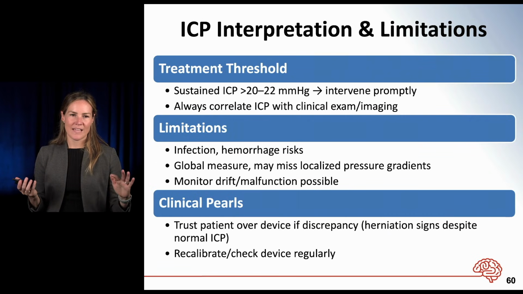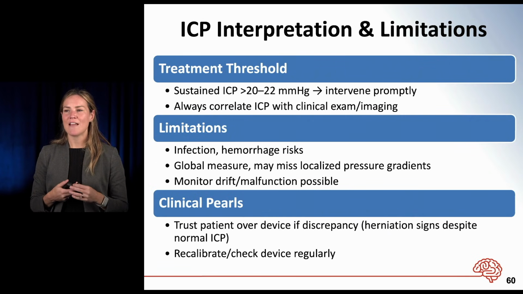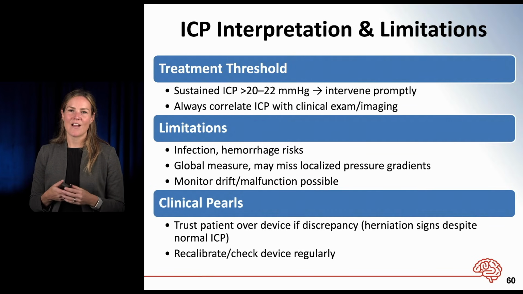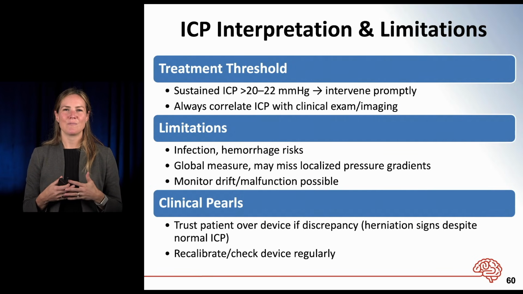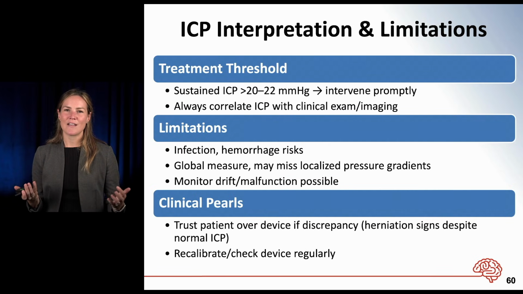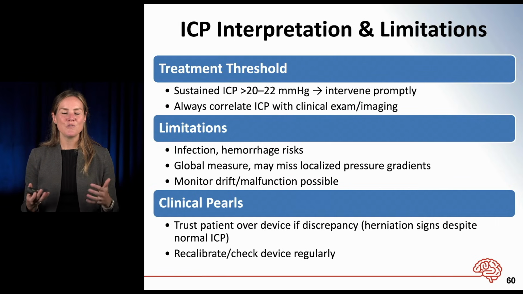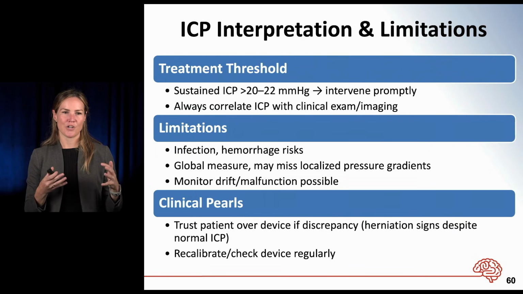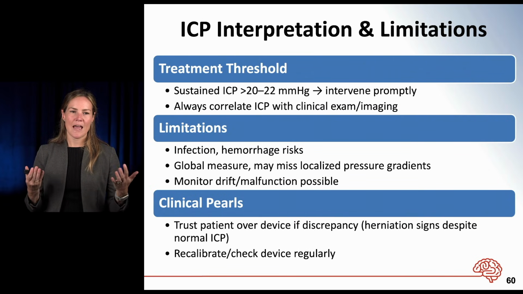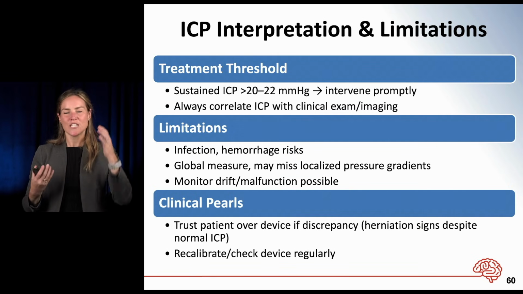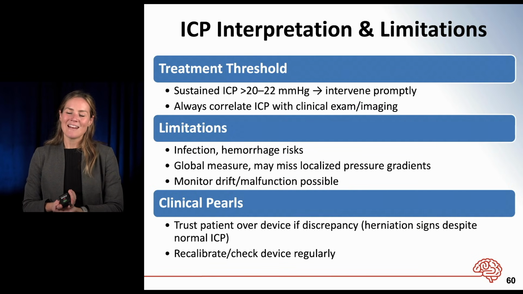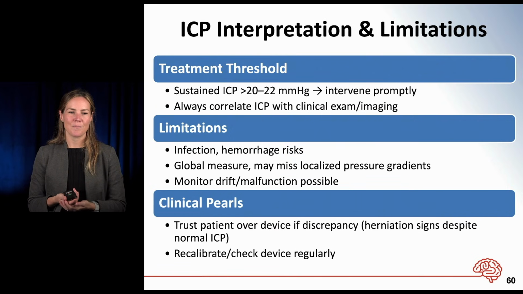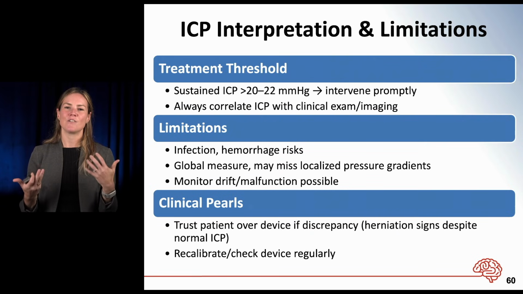You always must correlate, though, with the clinical exam. I have certainly seen patients who look fine and their ICP is showing much higher than what I would think it would be. So just remember that with any sort of monitors, there are limitations. You do not have to anchor on it as true if you have other supporting facts that show you a different picture. They can cause infections. They can cause hemorrhage. They are a global measure and may miss some localized pressure, particularly in the posterior circulation. And malfunction is definitely possible. So trust your patient over the device, but use the device to inform how you're escalating your therapy if you have one.